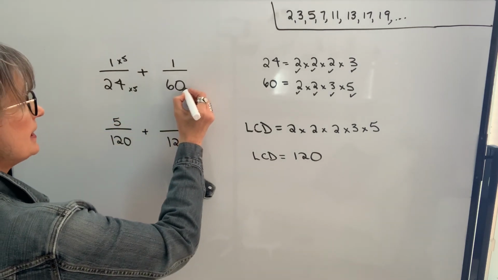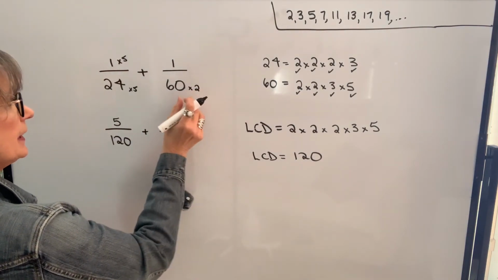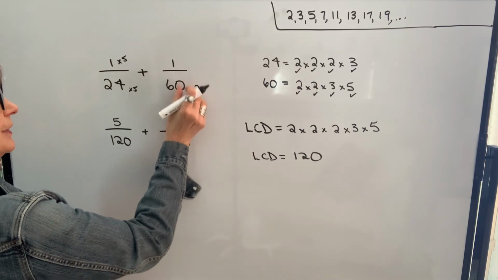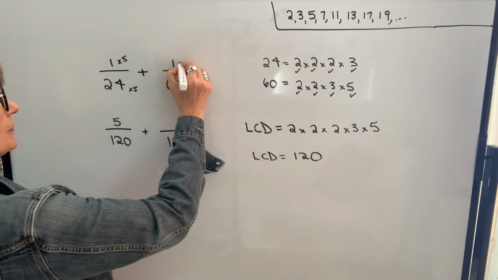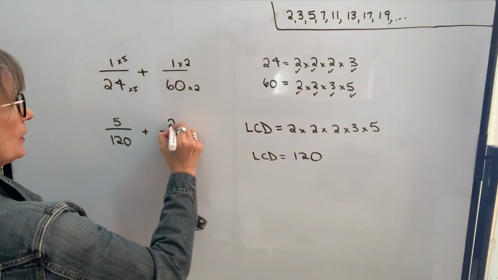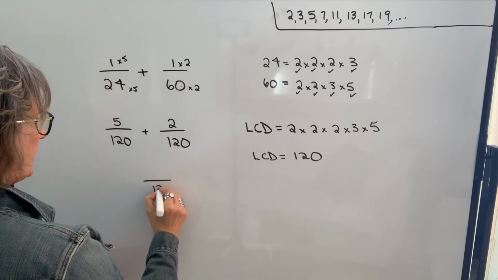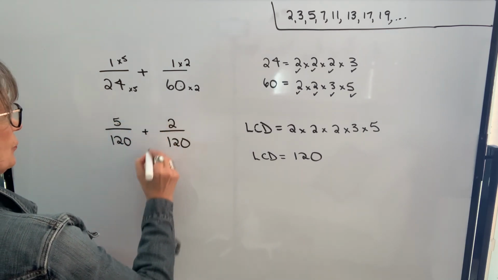Similarly, what does 60 need to be multiplied to equal 120? It needs to be multiplied by 2. If I multiply the denominator by 2, I need to multiply the numerator by 2 as well. So 1 over 60 is equivalent to 2 over 120. Now that I have the same denominator, I can add my numerators. 5 plus 2 is 7.